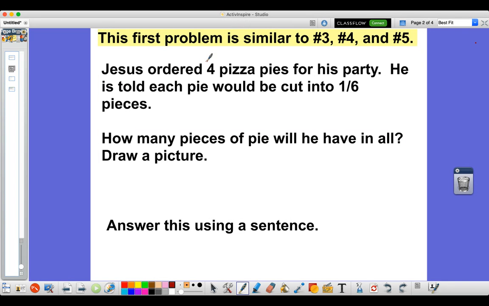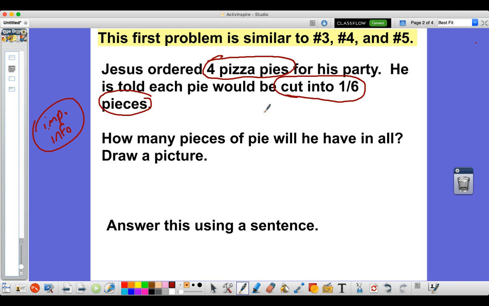And during the second time, we are going to circle important information. Okay? Jesus ordered 4 pizza pies for his party. He is told each pie would be cut into 1/6 pieces. So this is all the important information. All right, and I've circled it.